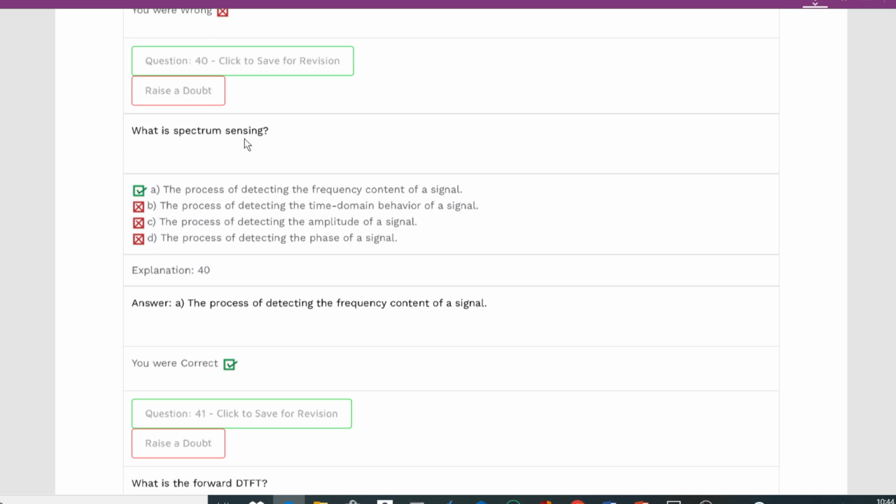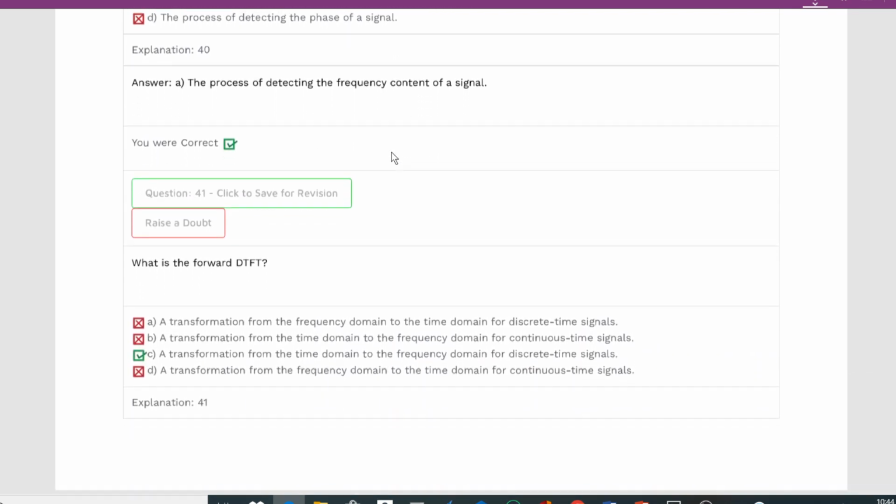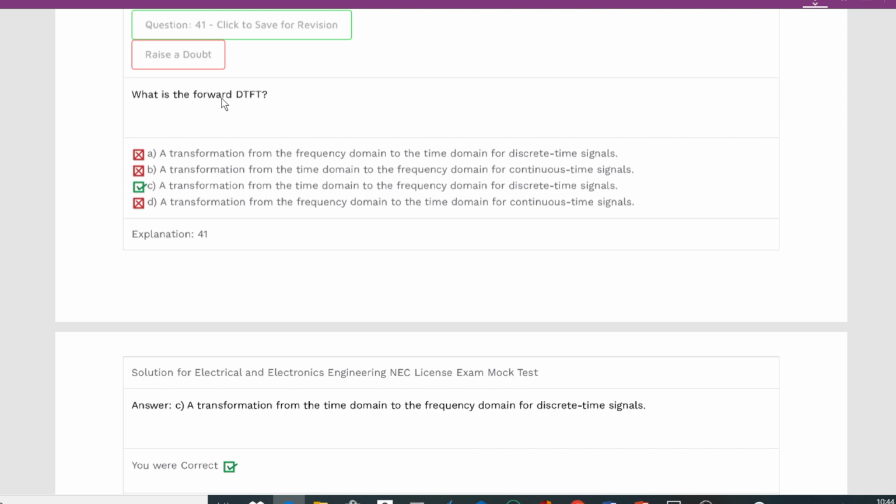Now what is spectrum sensing? Spectrum sensing is the process of detecting the frequency content of a signal. Now what is the forward DTFT? The forward DTFT is a transformation from the time domain to the frequency domain for discrete time signals. So option C is correct here.